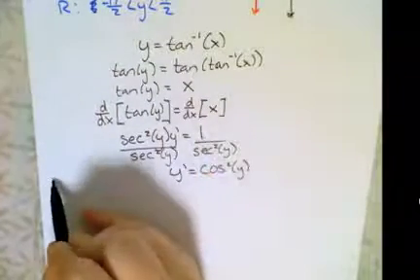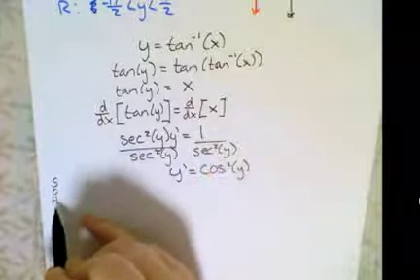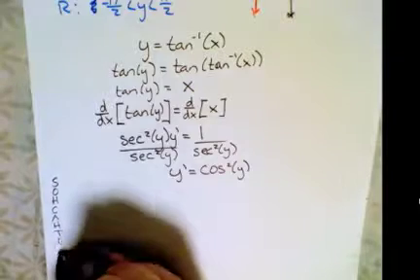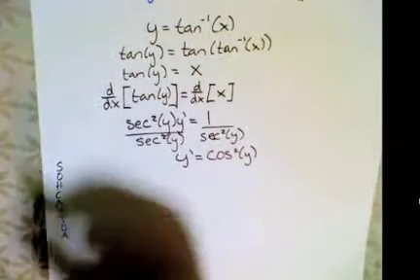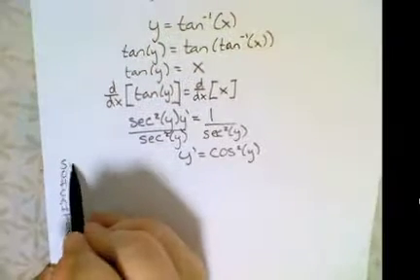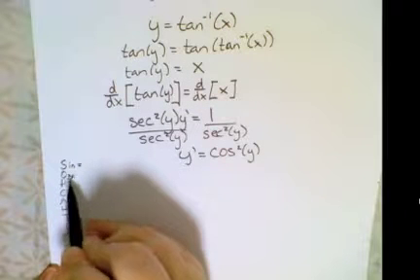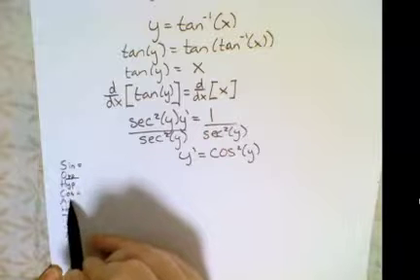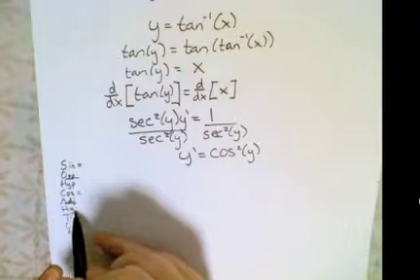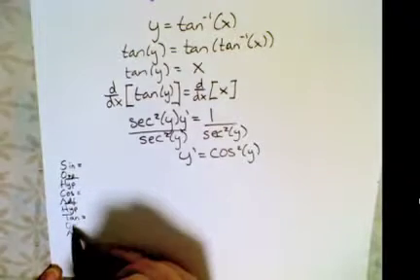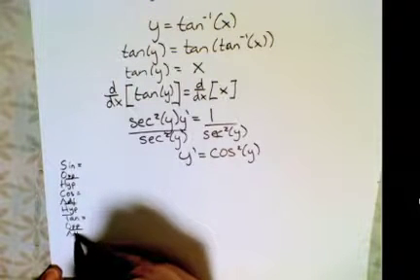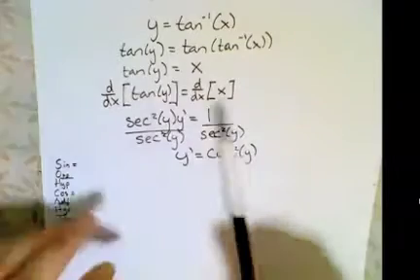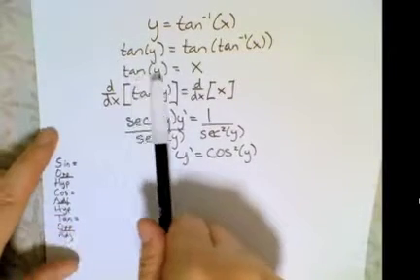Okay, so SOH CAH TOA. Again, sine equals opposite over hypotenuse. Cosine equals adjacent over hypotenuse. Tangent equals opposite over adjacent. And I don't know what the cosine squared is, but I do know that the tangent of y is x.